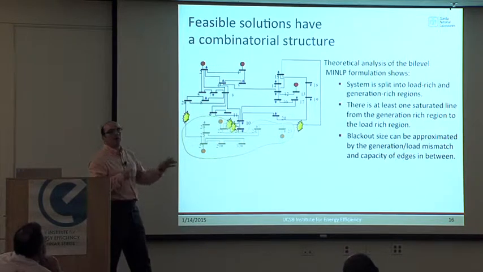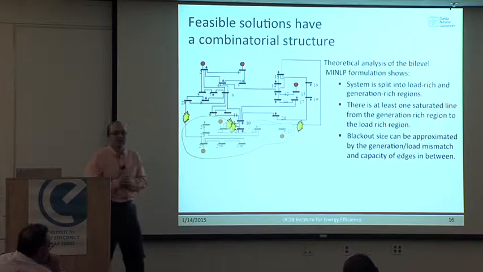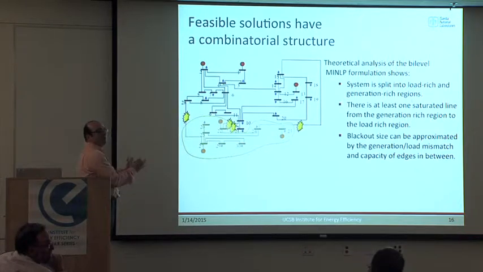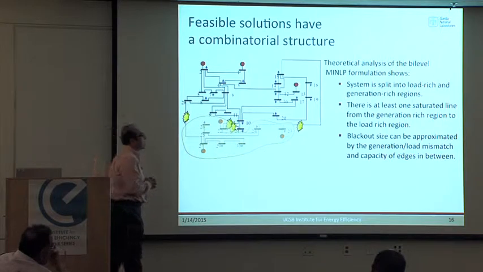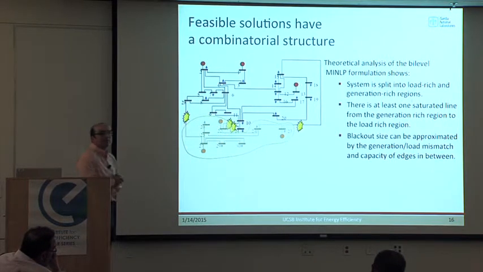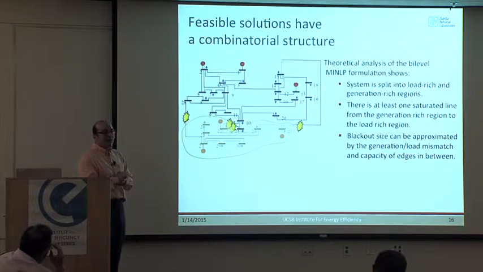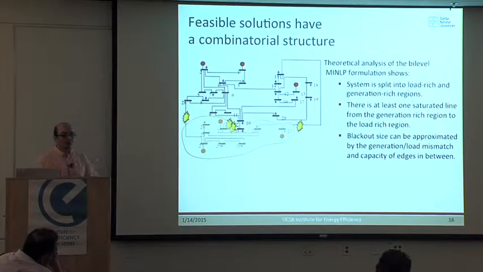And then by looking at the lambda variables, if it's positive, you're on one side. If you're negative, you're on the other side. So that's uniquely described. And I can also prove that there's at least one line that's saturated, meaning it's already operating at its maximum capacity. I cannot prove, once you get into the details of the formulation, that all lines will be saturated. That's why this formulation is imperfect.